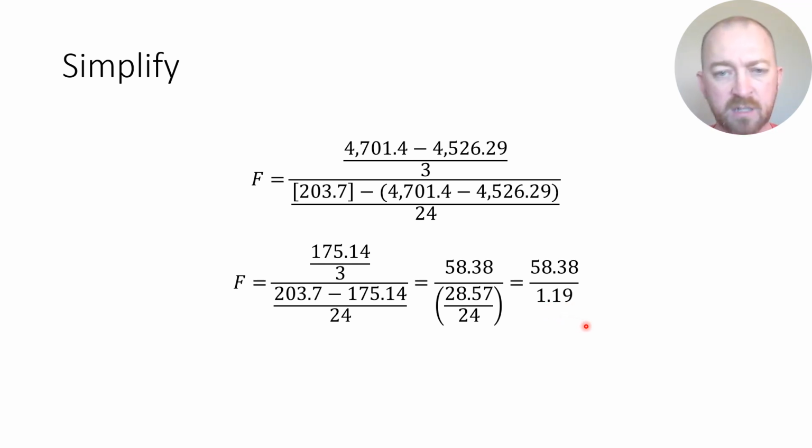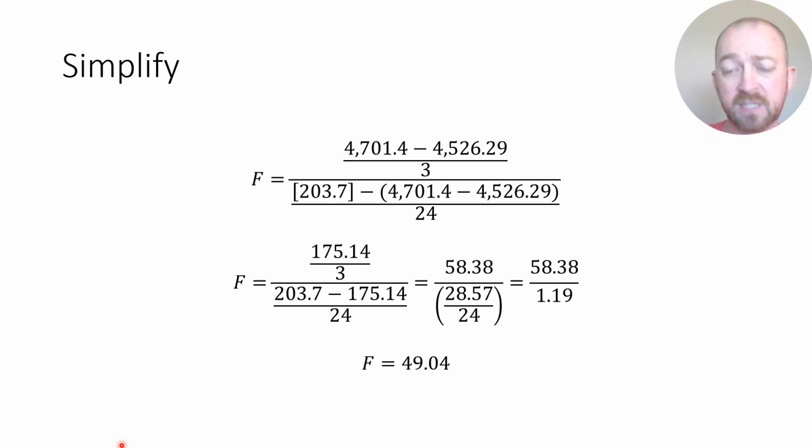Now, again, I'm talking about a lot of terms here. Again, you don't need to worry about that too much right now. I just like to refer to them here. We'll talk about them more when we get to the source table. So now at this point, we simply divide 58.38 by 1.19. Very simple. And we get to 49.04.